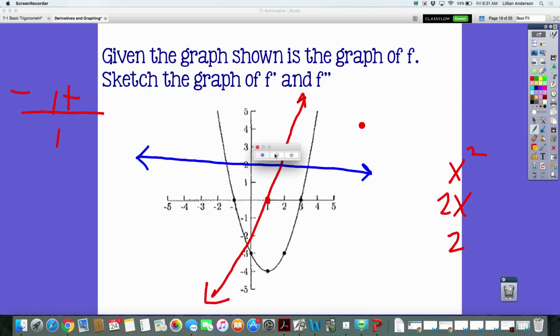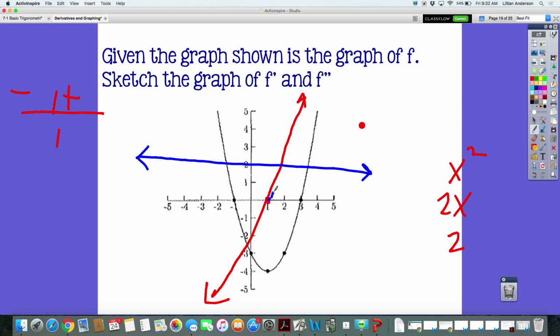Okay, so let's recap. Wherever there's an extrema on your original function, there is a what on your derivative? An x-intercept. Okay? Whenever the graph is decreasing, so look at the black line, whenever that graph was decreasing, that means our derivative was what? It's negative, below the x-axis. Whenever it was increasing, it was positive, above the x-axis.